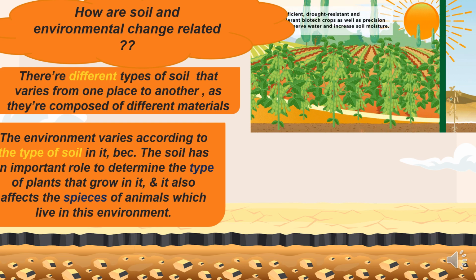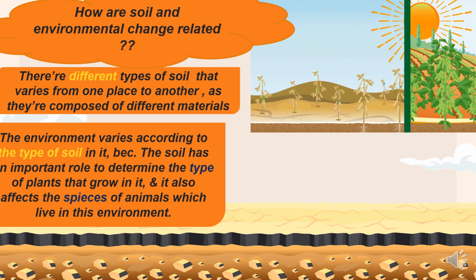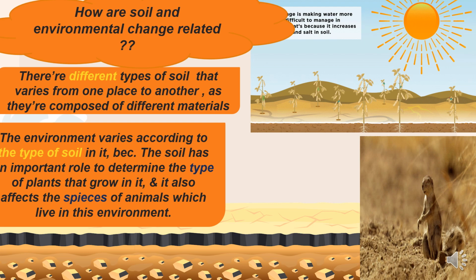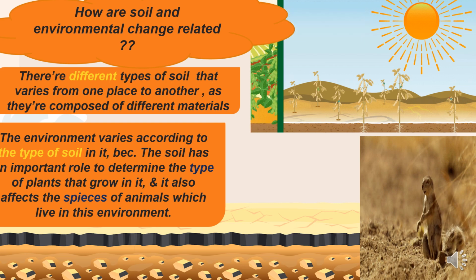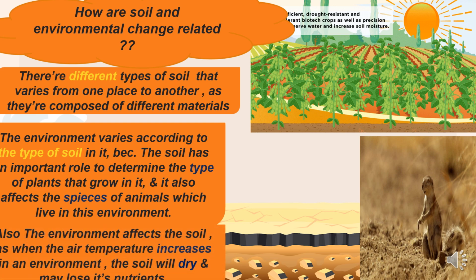Simply, Primary 6, I find that the environment varies according to the type of the soil in it, because the soil has an important role. It has an important role in determining the type of plants that grow in this environment. And also, the type of soil affects the species of animals which live inside this environment. And on the other hand, the environment affects the soil.